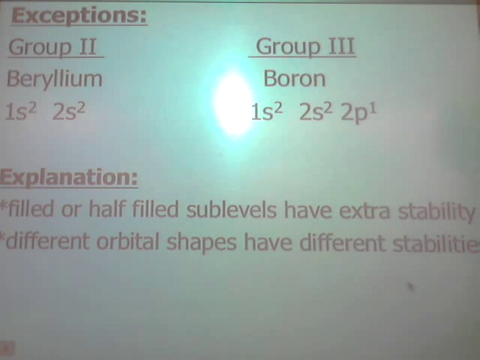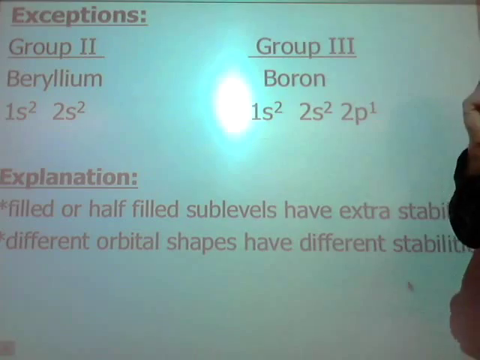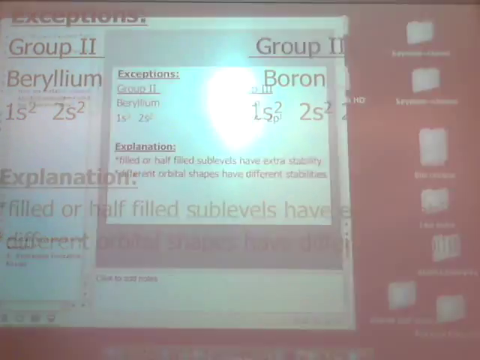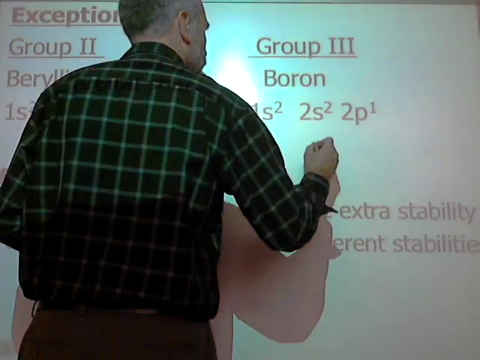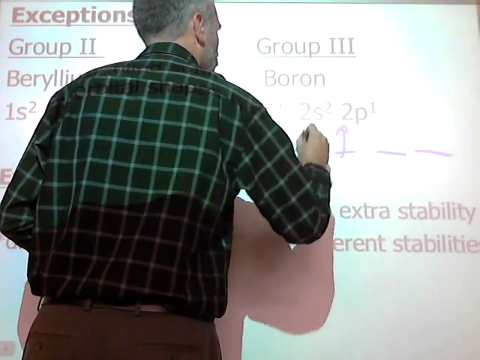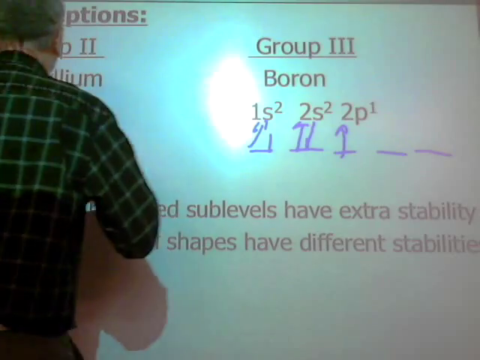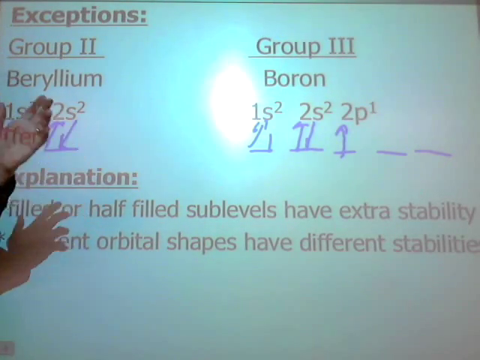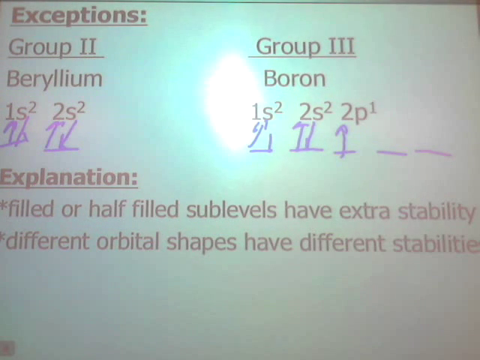If I ask you specifically, why is it easier to remove an electron from boron than it is from beryllium? Somebody give me a good answer, not just rewriting verbatim my notes. Who can give me a good answer? Two parts to it. One sentence. Give me one of the sentences.